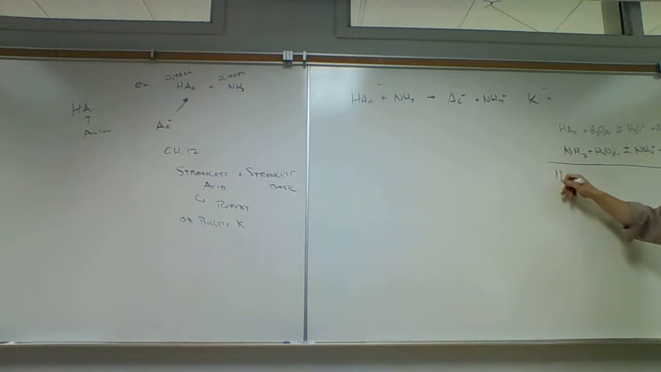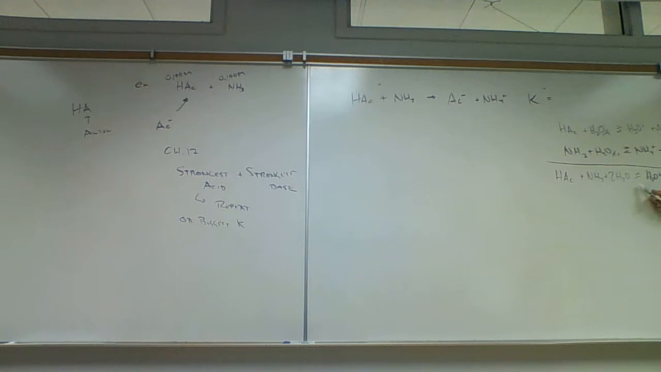If we add these two equations up, what do we get? We get acetic acid plus ammonia plus 2 waters. This is going to produce hydronium plus acetate plus ammonium plus hydroxide. It's getting a little closer because we have acetic acid and ammonia, we have acetate and ammonium, but we also have hydronium and hydroxide, which we don't want, and water, which we don't want. Is there a way to get rid of those?